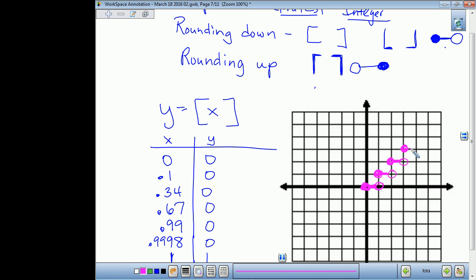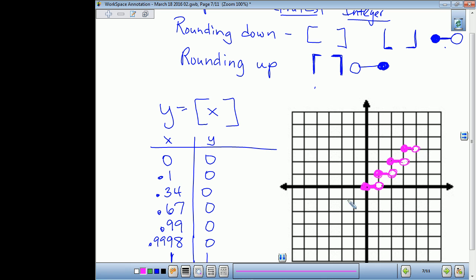This seems really time-consuming, but once we get it, it's really fast. It makes these little stair-looking things, which is probably why we call it a step function too. Rounding down gives us the little barbells that go from closed over to open.